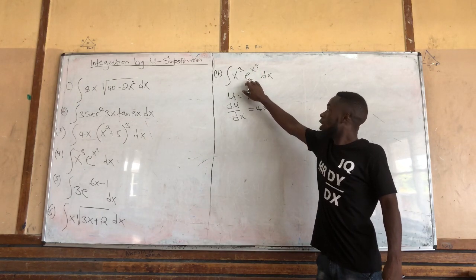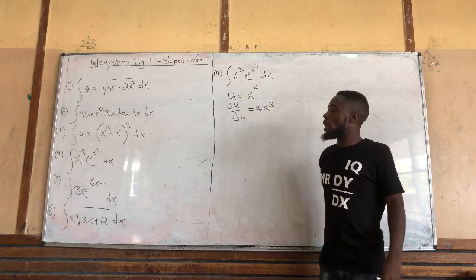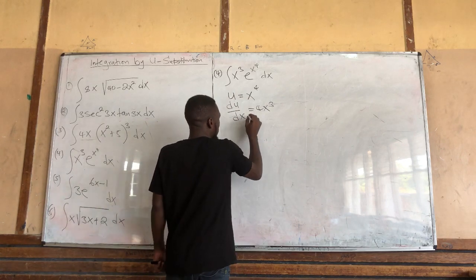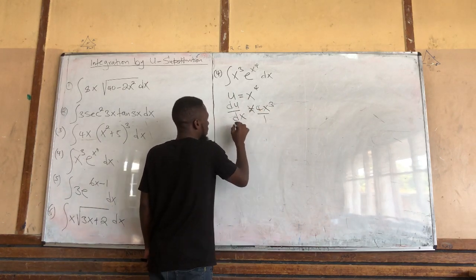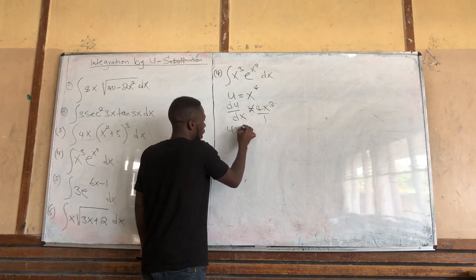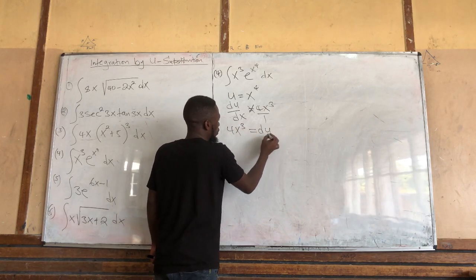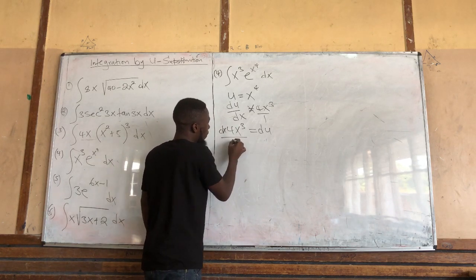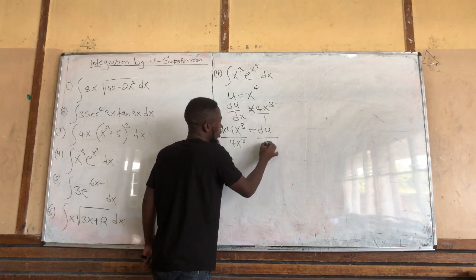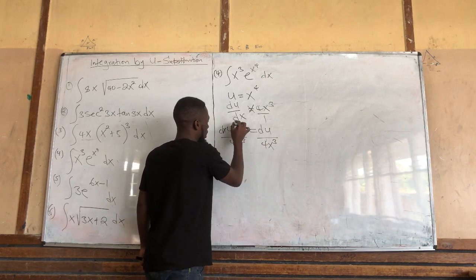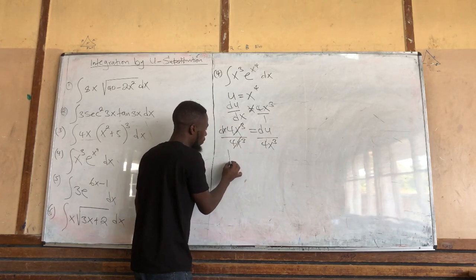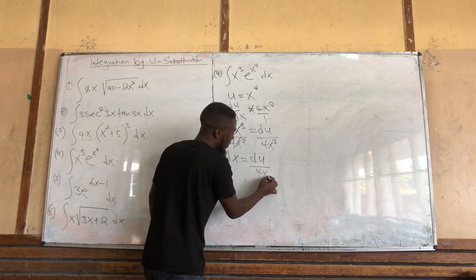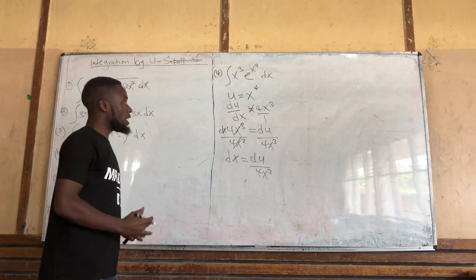Concentrate on the x part here. So let the x with the highest power be equal to u. From here now we can find dx. du dx is 4x to the power 3, so du equals 4x to the power 3 dx. We want to remain with dx, so divide by 4x to the power 3 over 4x to the power 3. This and this will cancel, so dx is equal to du over 4x to the power 3. So now it's just a matter of replacing there.